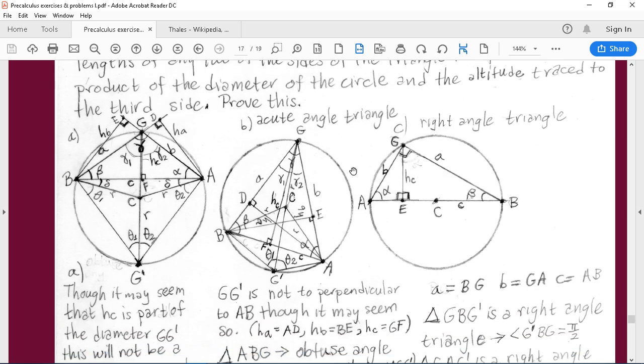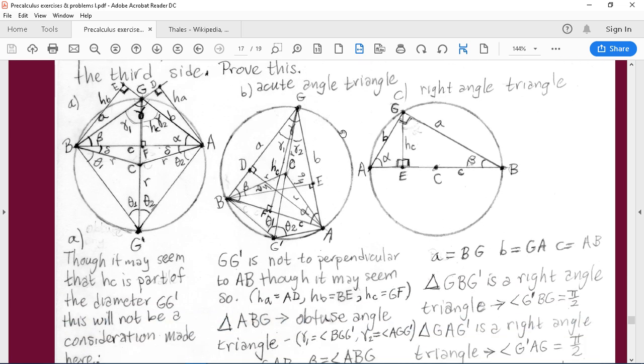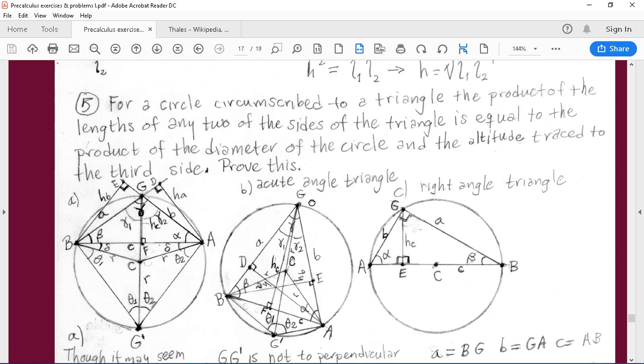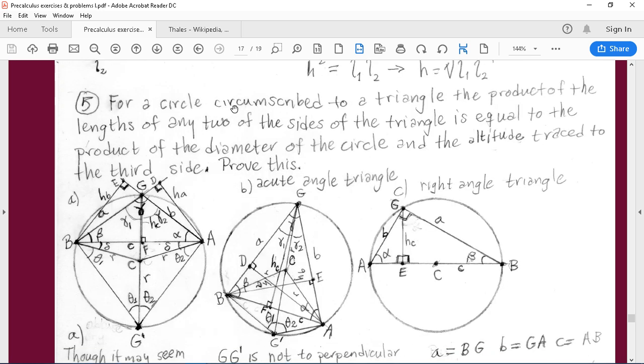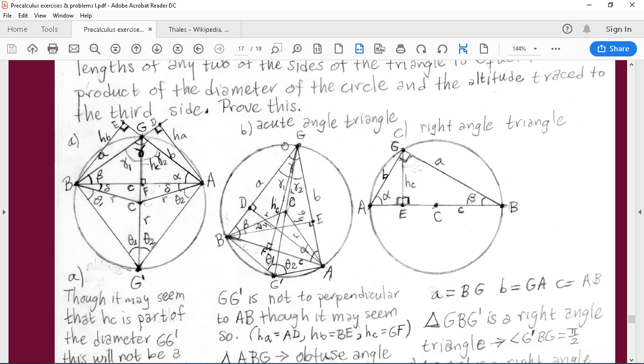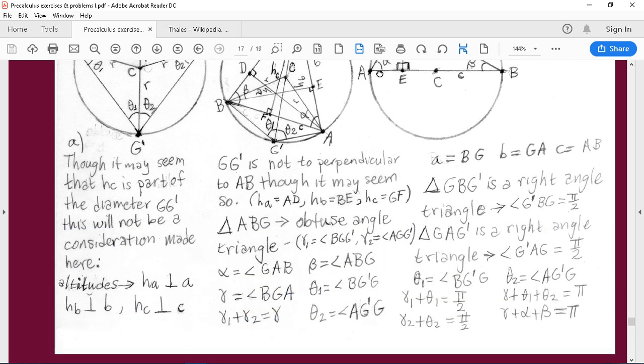Okay, now we're going to finish up with the exercise for a circle circumscribed to a triangle. The product of the lengths of any two of the sides of a triangle is equal to the product of the diameter of the circle and the altitude traced to the third side. And I'm going to finish case B, which is the acute angle triangle case.